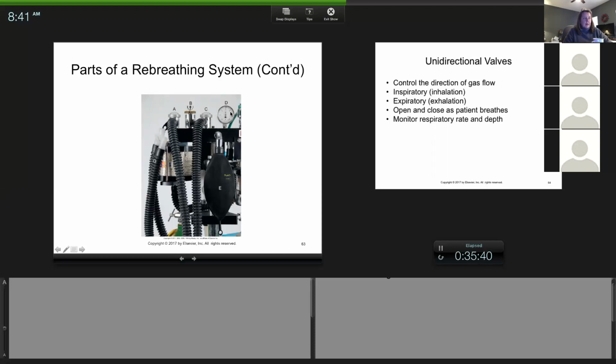This has a dial, and it always needs to be open. Letter D here is the pressure manometer, and that's going to tell you the pressure in the breathing system, between the patient and the machine. Normally there's no pressure in the system. It should be zero. So when a patient's breathing on their own, it's zero.